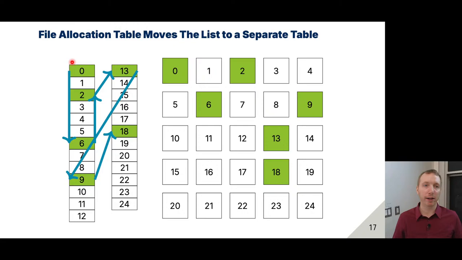I can be like, oh, it starts at 2, boom, I go to 6, that's the next block. Okay, after that I go to 2. Okay, after 2 I go to 13. After 13 I go to 9. After 9 I go to 18. And then that's the end of my file.